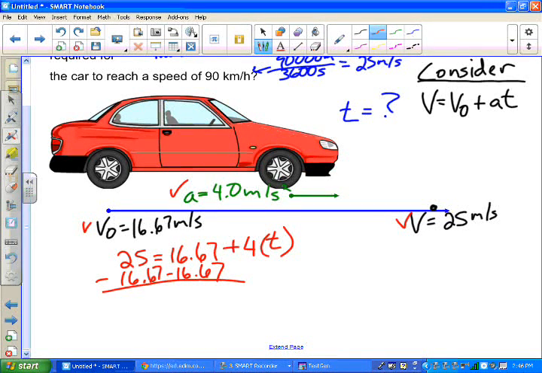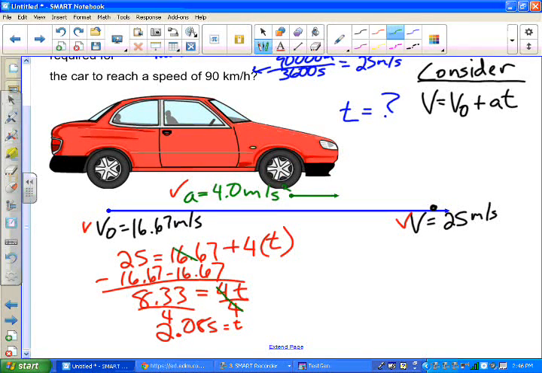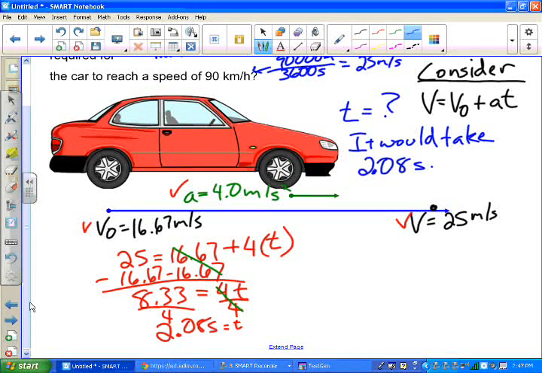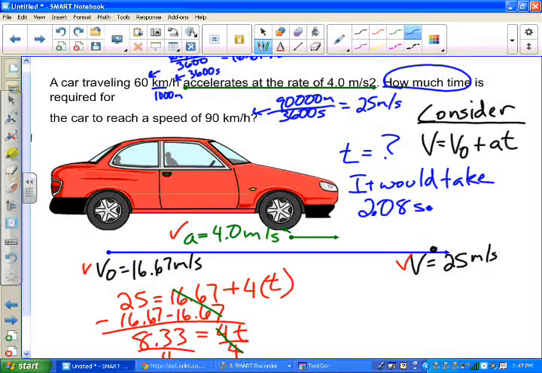So I subtract 16.67 from both sides. Then I isolate the t by dividing both sides by 4. And I get about 2.08 seconds is about how long it would take me to do that. So it would take me about 2.08 seconds to go from 60 kilometers per hour to 90 kilometers per hour, or 16.67 meters per second to 25 meters per second with an acceleration of 4 meters per second squared.